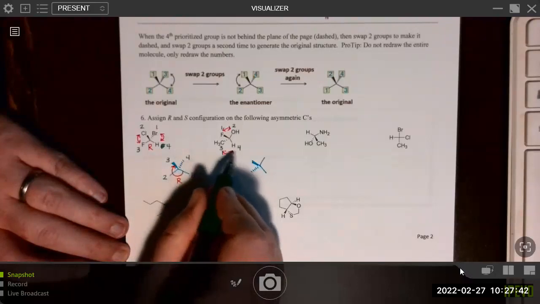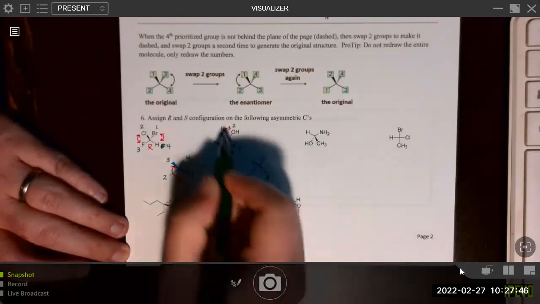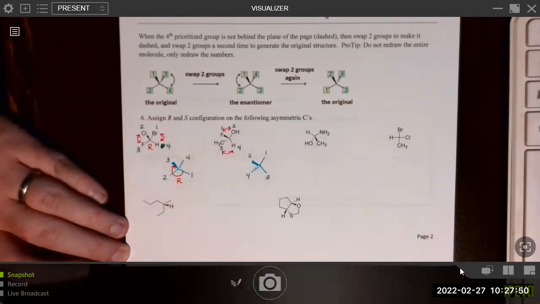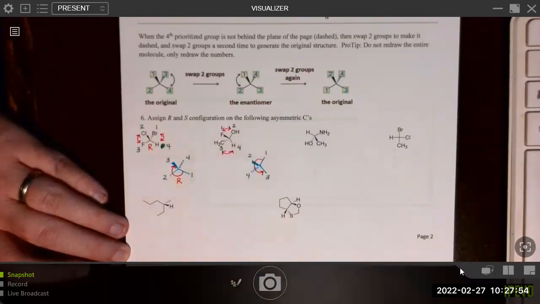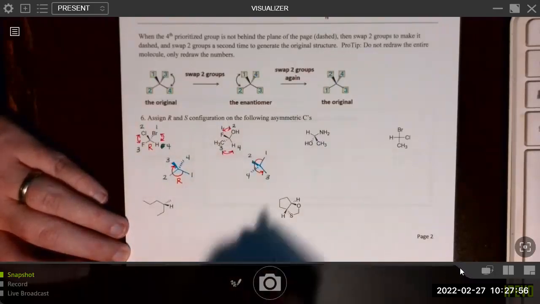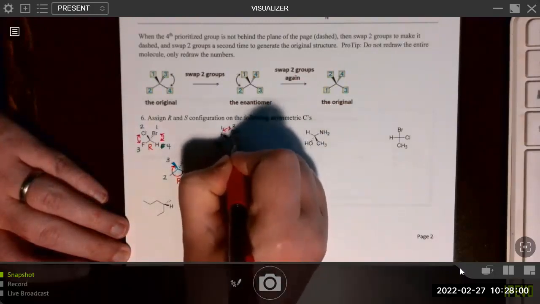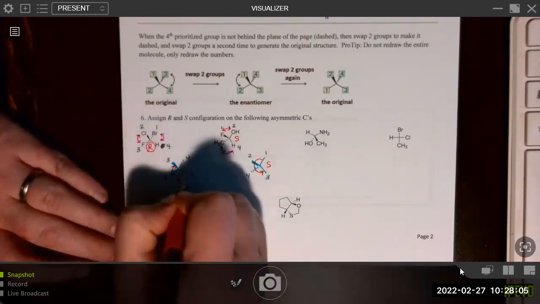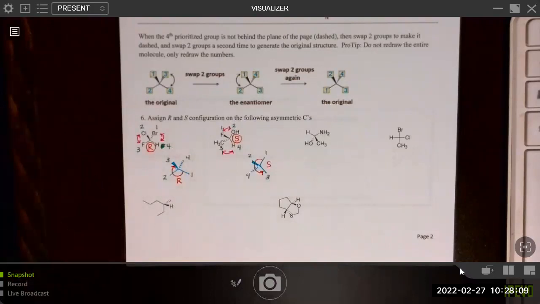So again, we've switched 3 and 4. So this is now 4 and that's 3. And then we've switched 1 and 2. So this is 1 and that's 2. Again, we need to do 1 to 2 to 3. Fourth priority is pointed back. This is counterclockwise, and S, which means this one is also S. Maybe I'll circle them so that's more clear exactly what it is.